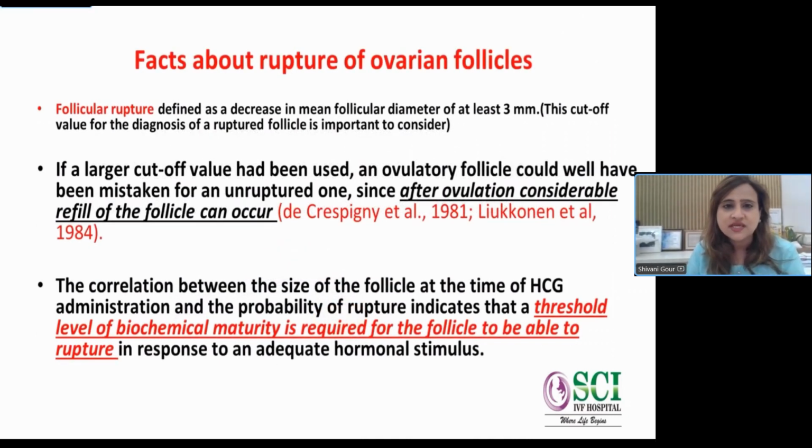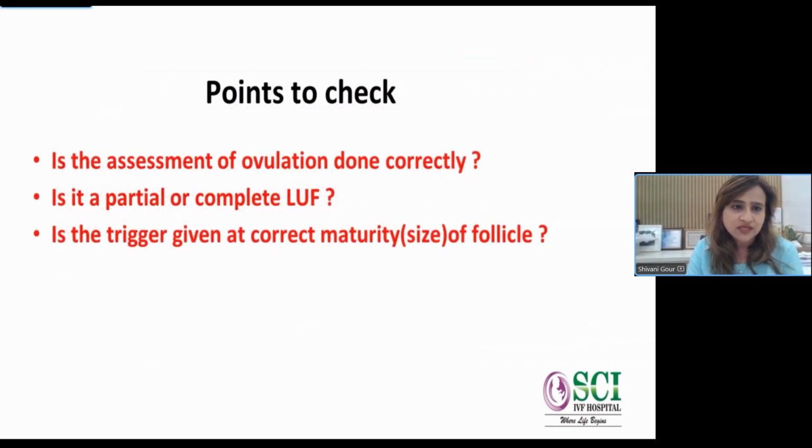Now follicular rupture is actually defined as a decrease in the mean follicular diameter of at least 3 millimeters. Remember the first slide, it is not an explosive event. So if you use a larger cutoff, then maybe you have mistaken a ruptured follicle for an unruptured follicle because there is refill. Even after IVF, we see many times there's refill of follicles. So the correlation between the size of the follicle at the time of HCG and probability of rupture indicates that there is a threshold of biochemical maturity. The follicle has to reach a particular threshold before it is going to ovulate. So you must check, have you assessed ovulation correctly?